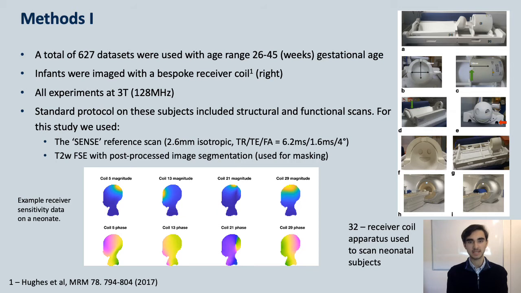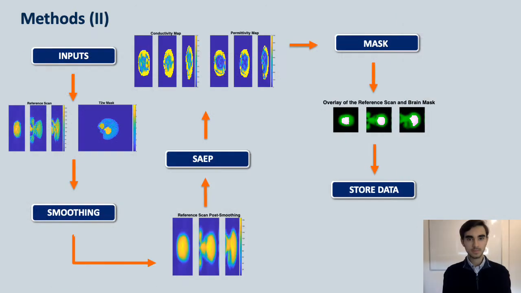The SAEP method required us to use fully sampled images from each receiver coil with a separate reference. This was obtained from the SENSE reference scan, acquired from the 32-channel receiver, plus body coil reference, which were also archived for all subjects. To aid with the masking of the brain, we used T2-weighted fast-spin echo imaging with post-process image segmentation. We made an automated pipeline to process the data.